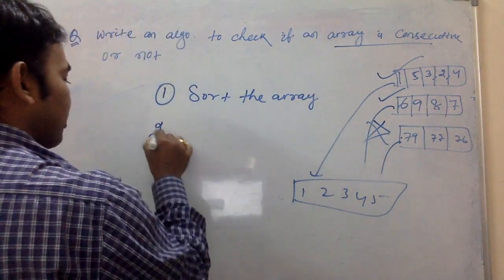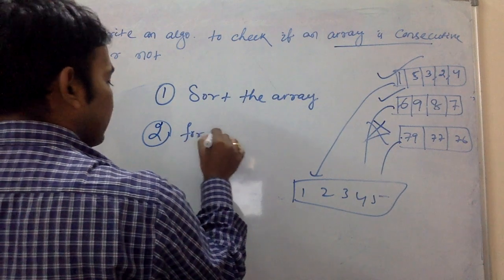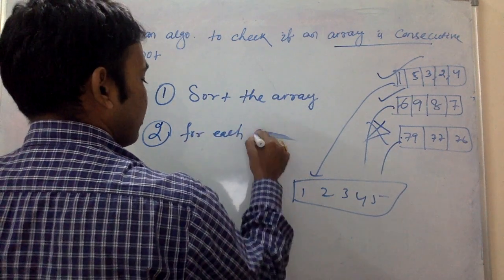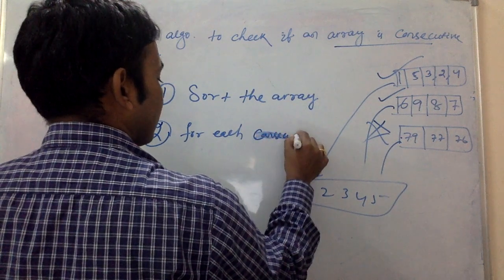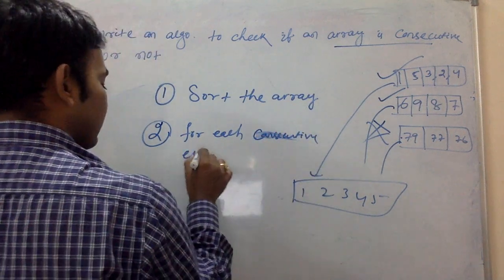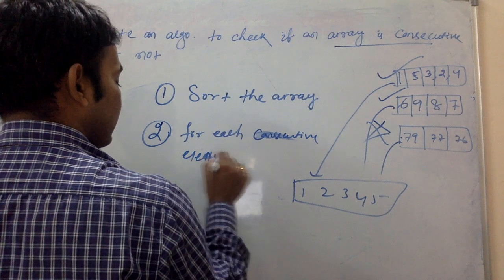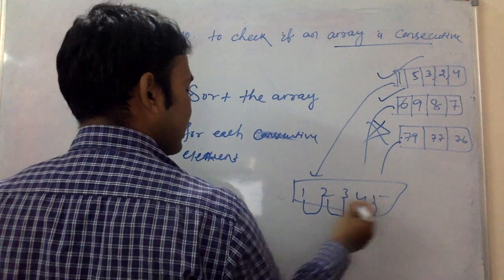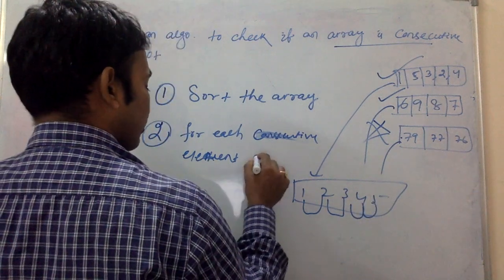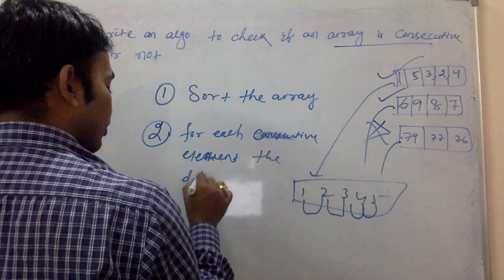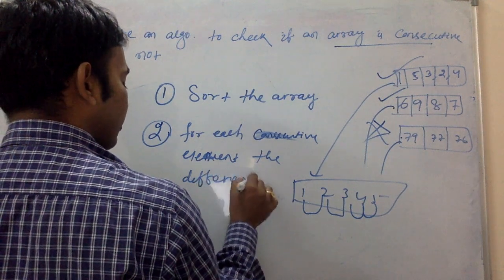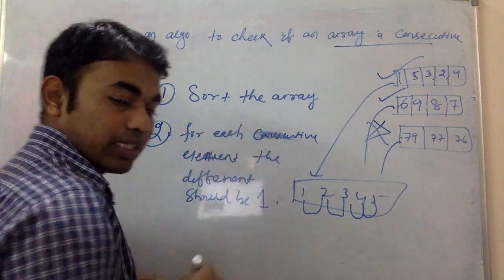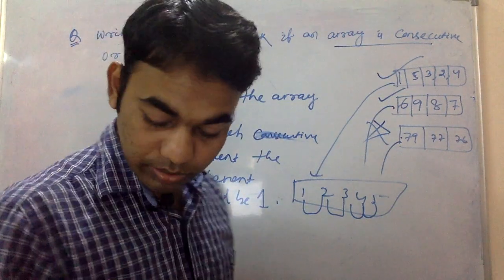Then the second step is for each consecutive element, the difference should be how much? This difference should be 1 only, right? The difference for each consecutive element should be 1. Okay, you got it? So this is very simple.